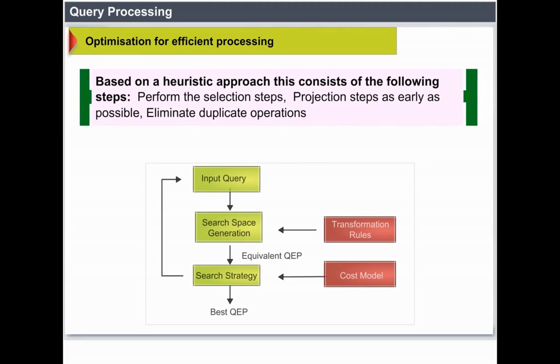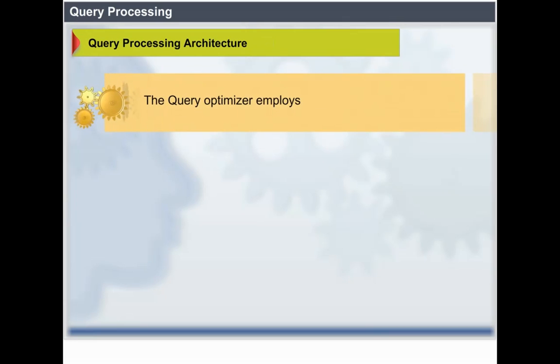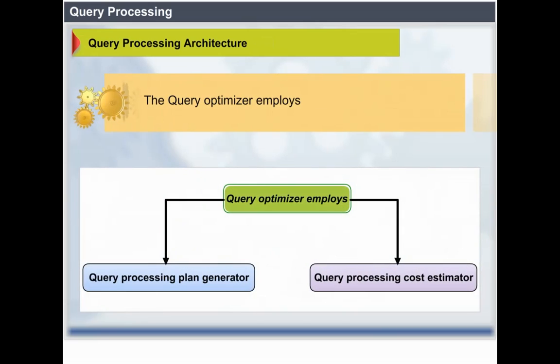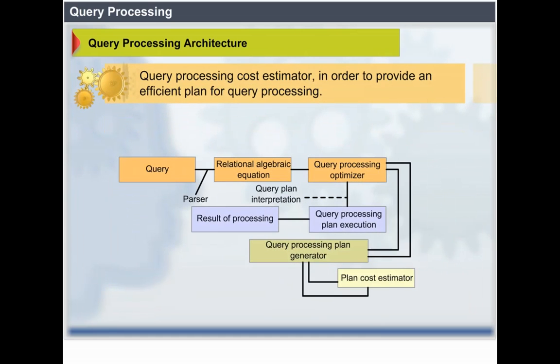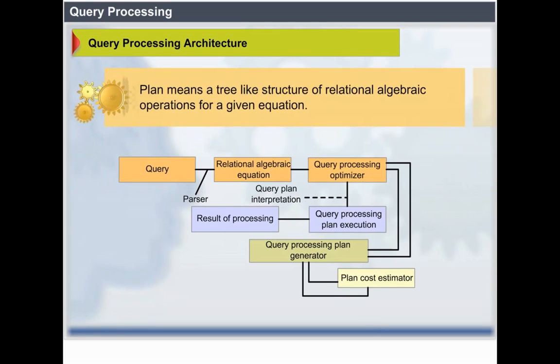It is also based on a heuristic approach consisting of the following steps: perform the selection steps and projection steps as early as possible and eliminate duplicate operations. The query optimizer employs a query processing plan generator and a query processing cost estimator in order to provide an efficient plan for query processing. Plan means a tree-like structure of relational algebraic operations for a given equation.